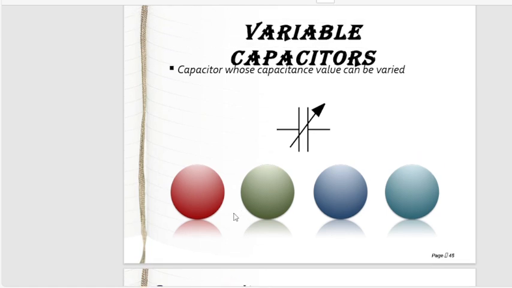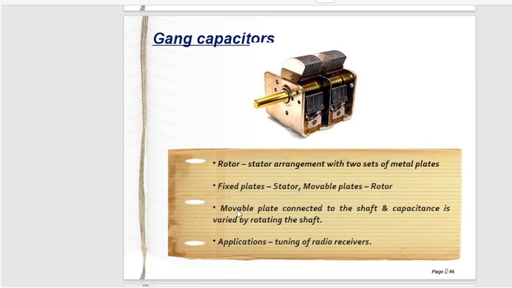So now we talk about the variable capacitors, capacitors whose capacitance value can be varied, used for very large purposes, and gang capacitors, with rotor and stator arrangement with two sets of metal plates. Here you can also check out how it looks. It has fixed plates, the stator, and movable plates, the rotor, to change the value of the capacitor. A movable plate is connected to the shaft, and capacitance is varied by rotating the shaft. Applications: it's used in the tuning of radio receivers.